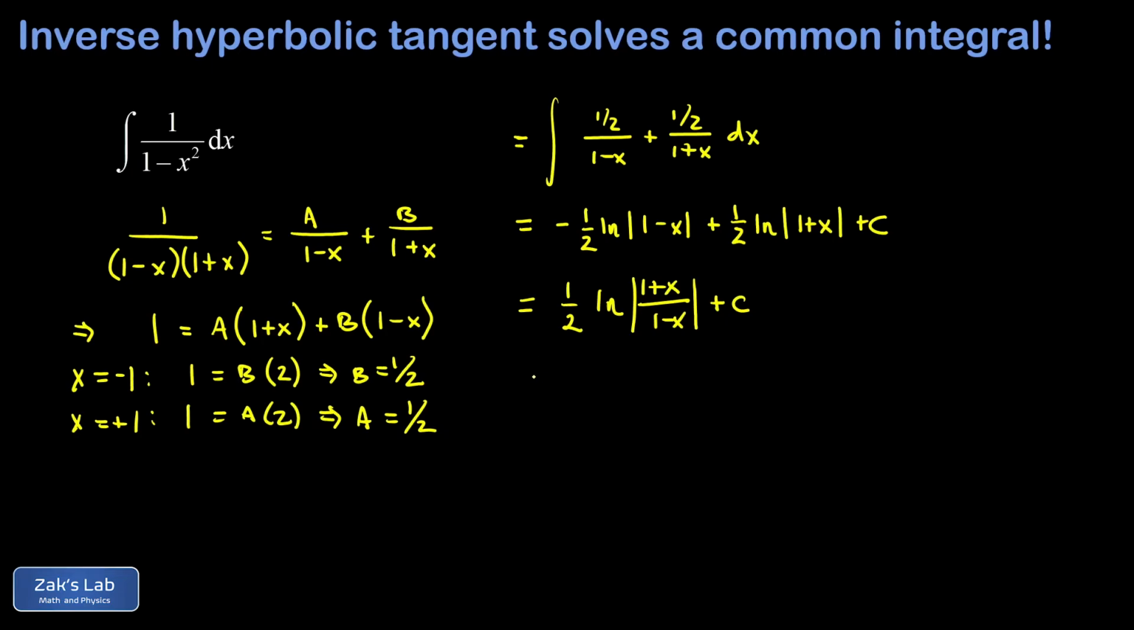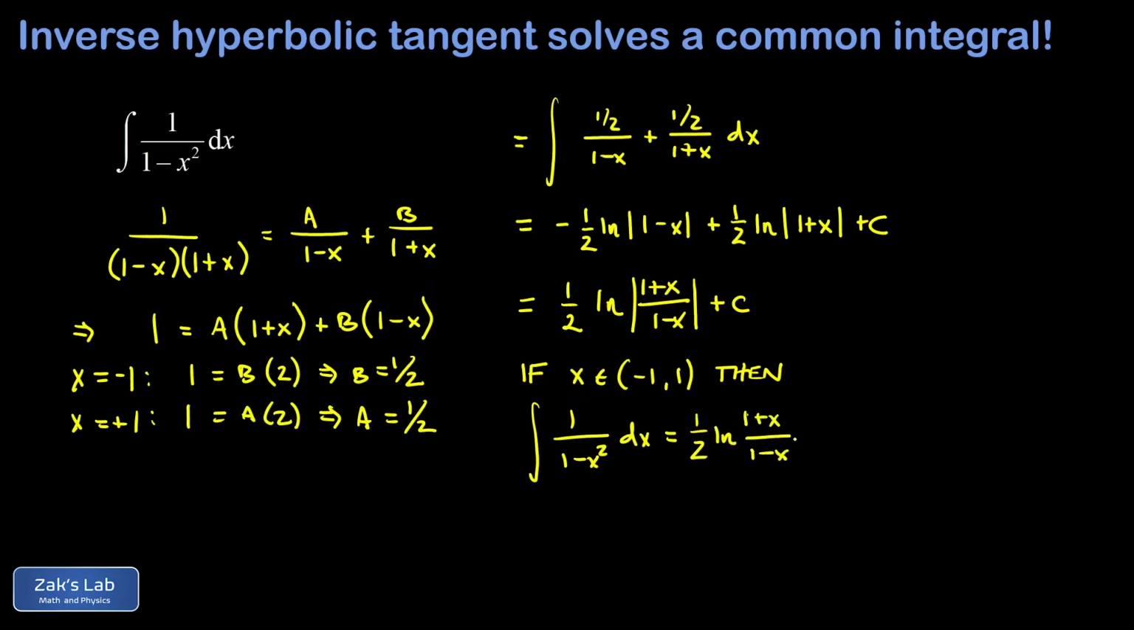So I'm wearing my math hat right now, and I'll be extra careful about the domain issues. I'm going to say if x belongs to the interval -1 to 1, in other words, it's between -1 and 1 so that this argument of the log function is always positive, then I can say the result of this integral, 1 over 1 minus x squared dx, is 1/2 natural log of 1 plus x over 1 minus x, without the absolute value bars because that argument is taken to be positive, and I'll put a plus C on there. But we just figured out that's the inverse hyperbolic tangent function. So I end up with an inverse hyperbolic tangent of x plus C.